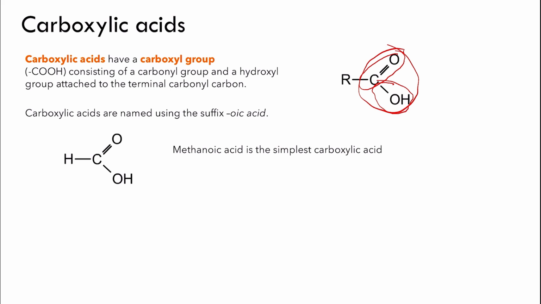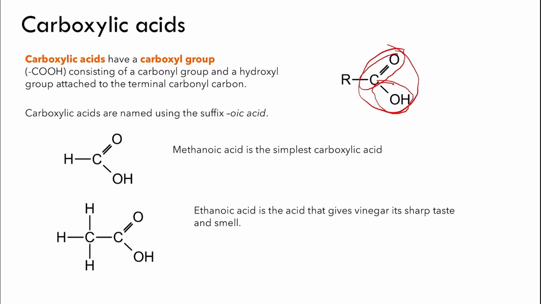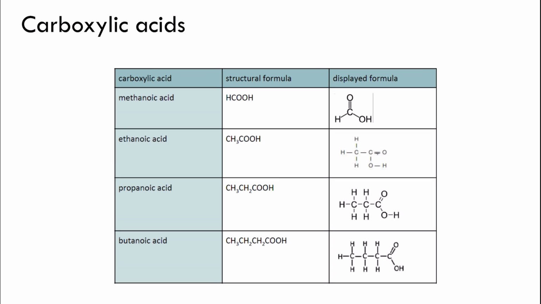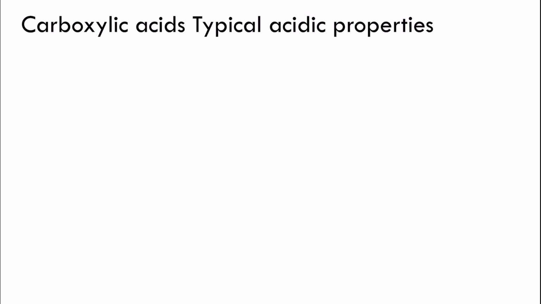So the first member is methanoic acid, which is the simplest carboxylic acid. The second member with 2 carbon atoms is ethanoic acid. Ethanoic acid is the acid that we find in vinegar. These are the first 4 members of the homology series, which are methanoic, ethanoic, propanoic, and butanoic acid. And there is an increase in the number of carbon atoms from 1 to 2, 3 and 4. And this is the functional group of the carboxylic acids.